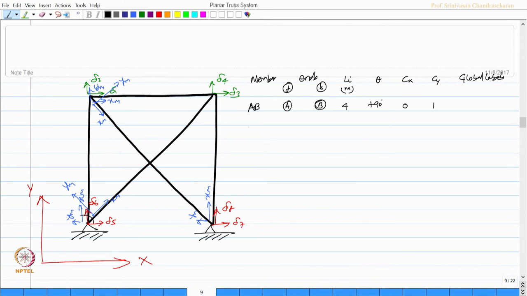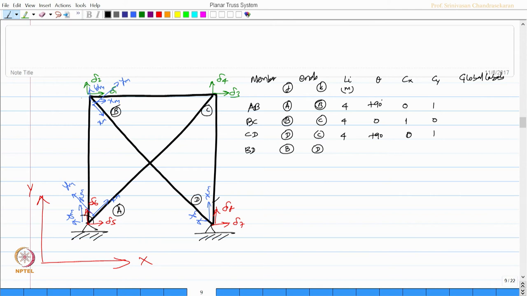Now, let us do this BC. This is for B and C, okay, 4 meters again, but this angle is 0. Therefore, this is 1 and this is 0. Similarly, for the member CD, this is D and C, you know the origin is here. This is again 4 meters, again plus 90, so 0 and 1. For the member BD, origin is at B, because this is A, this is B, this joint is C, this joint is D. So, BD, is it not?